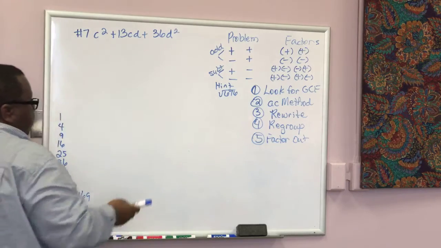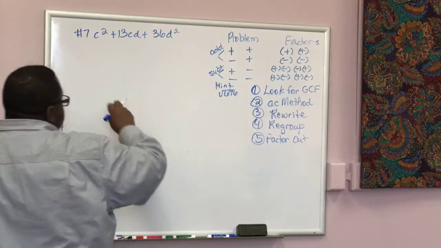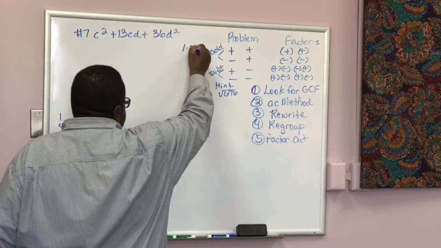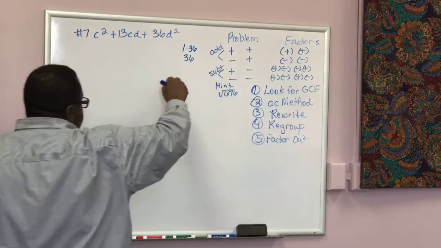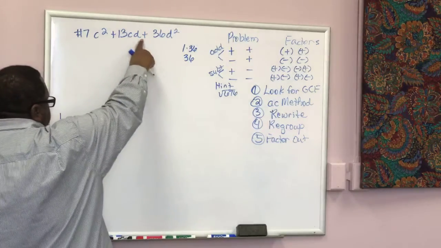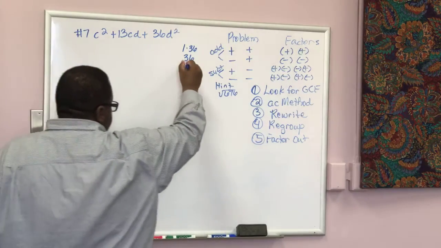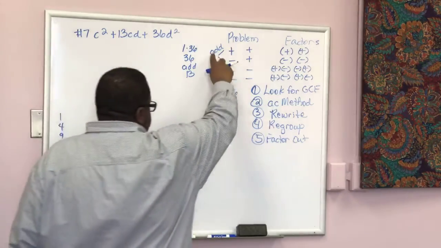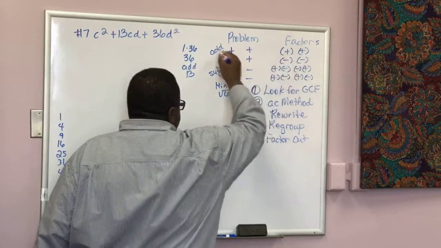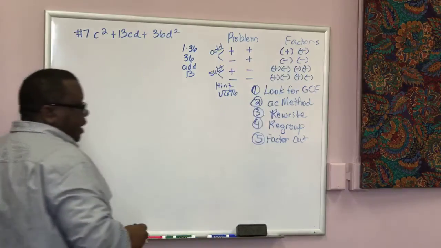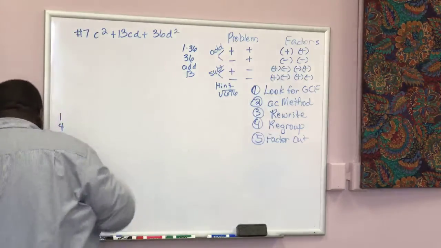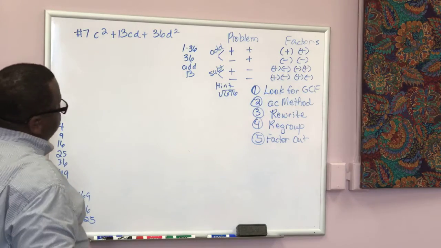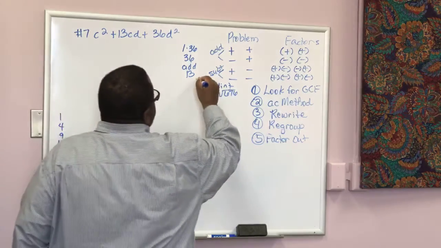So we'll go to our next step: apply the AC method. First term times last term, 1 times 36, which is 36. And we've got to add to get 13. So we're looking for some sign. The sign has to be the same, because we're adding. Since it's plus plus, it's going to be plus plus.